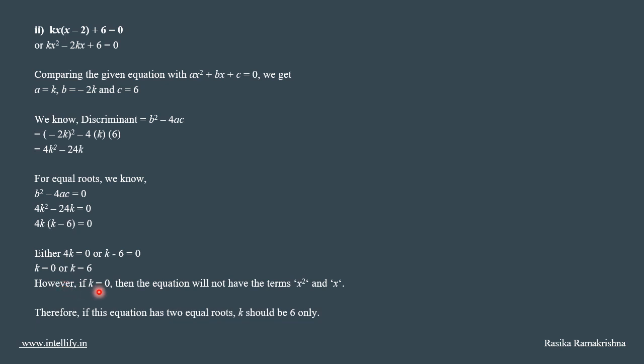If k is equal to 0, then this particular quadratic equation is going to have no x square or x term. It's just going to be 6 equal to 0, which does not make sense at all. Therefore, k cannot be equal to 0. We have k equal to 6, and for k equal to 6, this quadratic equation will have two equal roots.